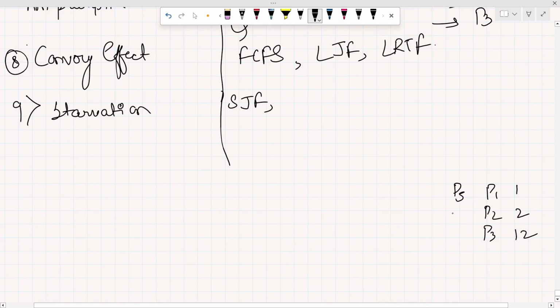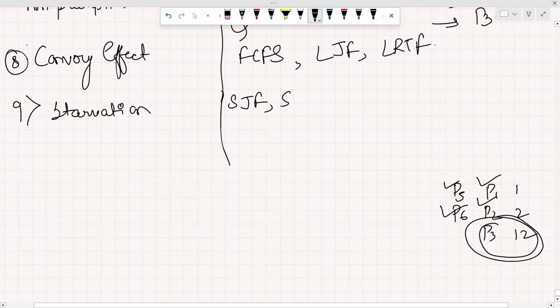After that P2 completes, then process P6 comes in the CPU. So there is continuous switching between the small processes, so the P3 process will never get the CPU. If P3 never gets the CPU, then it goes into starvation. It never goes into a convoy effect. Convoy effect means the big process gets the CPU. Starvation means the process never gets the CPU. There is a difference between these two terms, convoy effect and starvation.